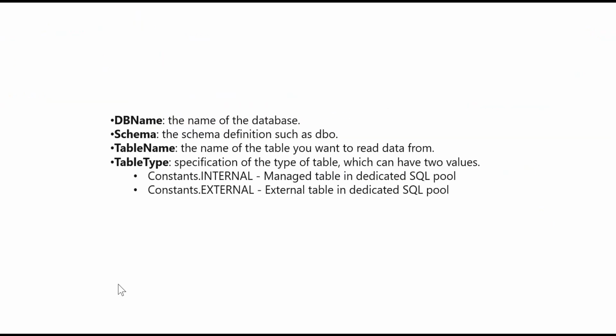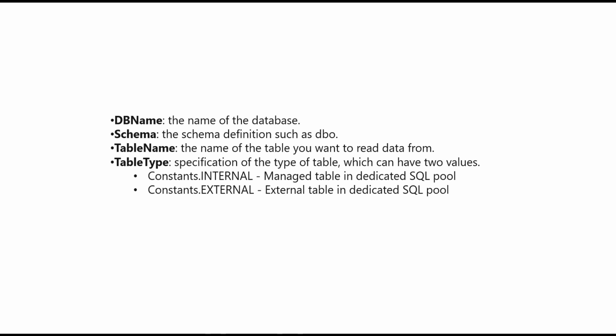So as I said, the DB name is the name of the database. The schema is the schema definition, for example dbo or a specific schema. The table name is the name of the table you want to read data from. The table type is a specification of the type of the table, which can have two values: the constant internal is a managed table in a dedicated pool, and the constant external is an external table in a dedicated pool.